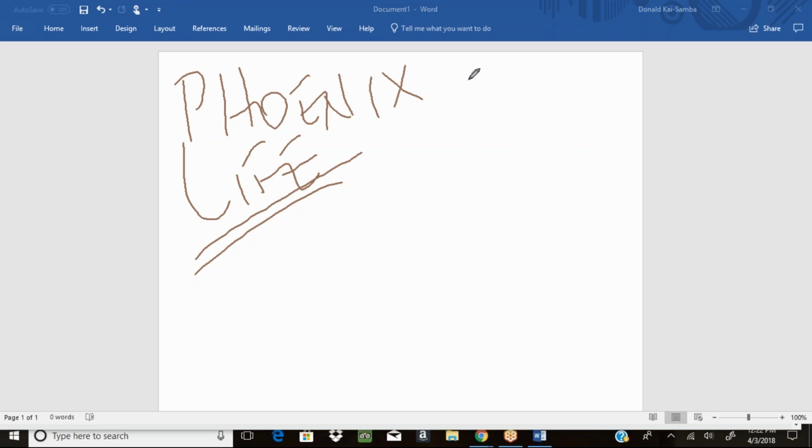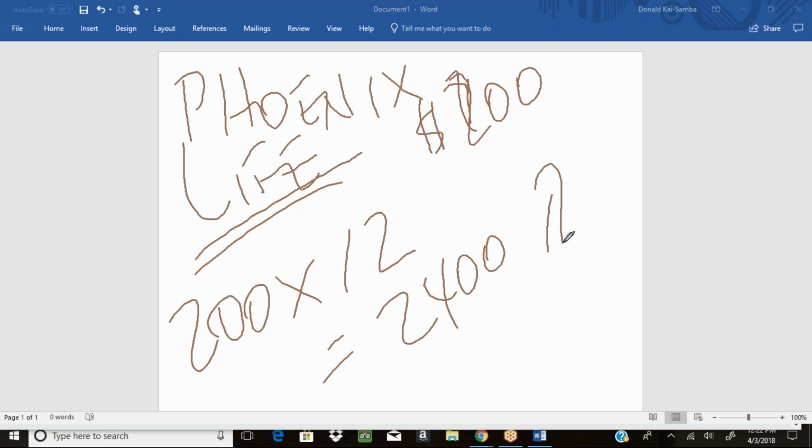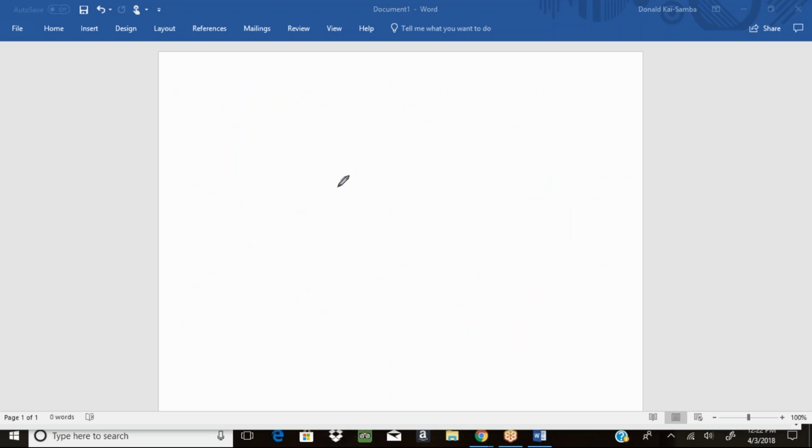So, Phoenix, let's say you write a Phoenix policy, and the client is paying $200 a month. Okay. Now you take $200 and you multiply it by 12. That gives you 2,400. This is the AP. This is what we call annual premium. Okay. So you take $2,400.